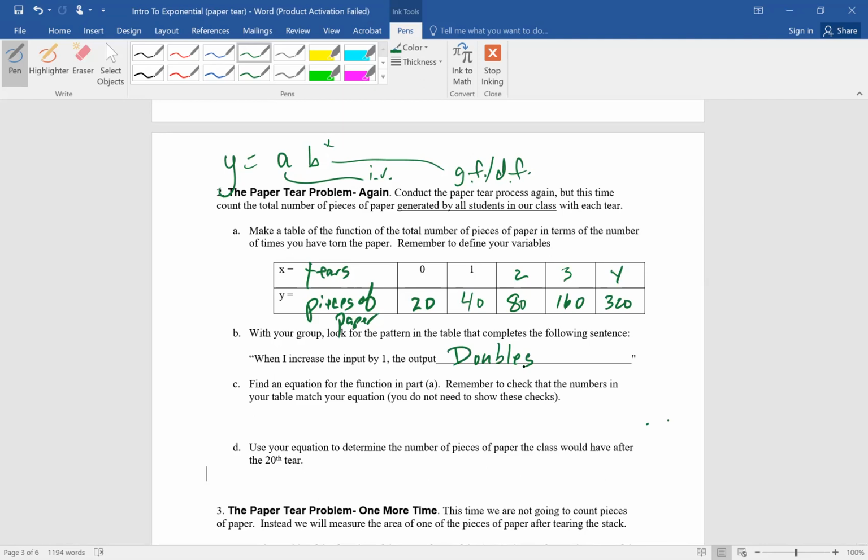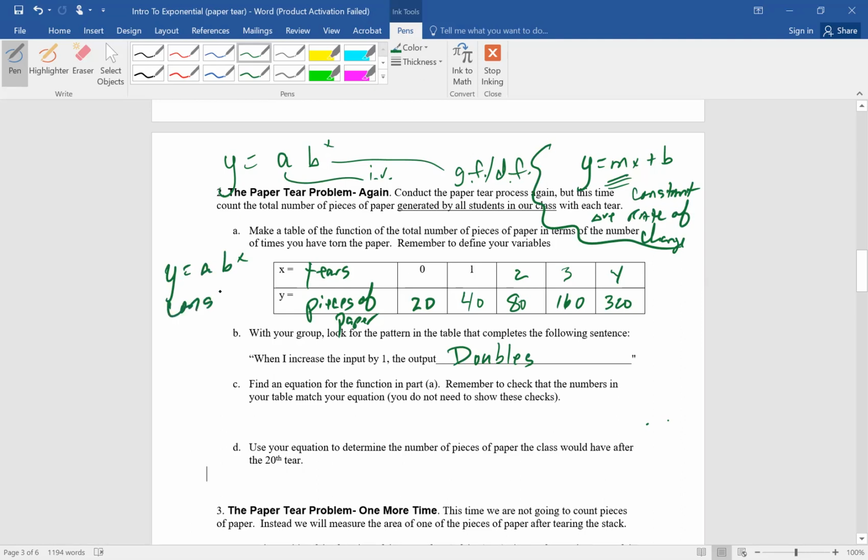Now, here's the big word. Remember, for a linear function, that slope had the same constant average rate of change. So for a linear function, because we need to be able to determine the difference between the two eventually. But for an exponential function, you're going to have a constant percent change. Okay, so that's the big deal.